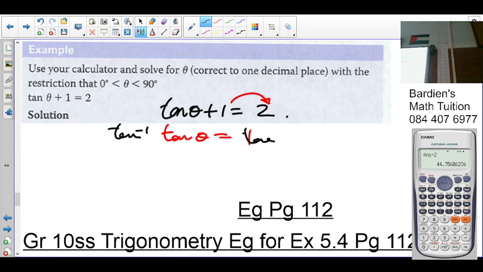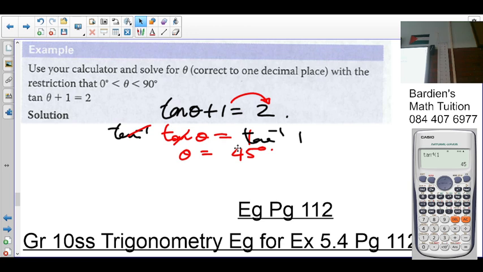Arc tan of 1. That cancels, so theta is equal to arc tan of 1, which gives you 45 degrees. Do we all understand? Is there any confusion? No. Okay. So with that, you should be able to do exercise 5.4. We'll do exercise 5.4 quickly.